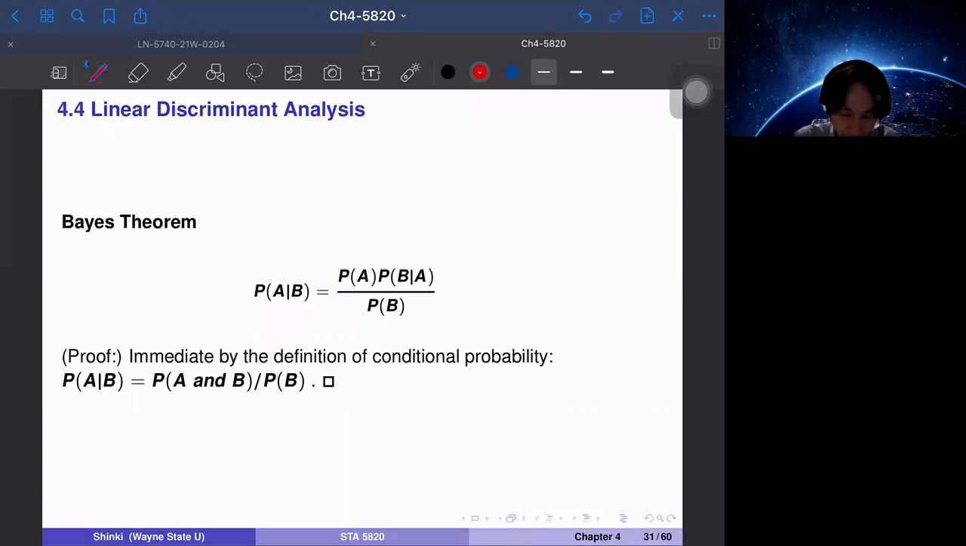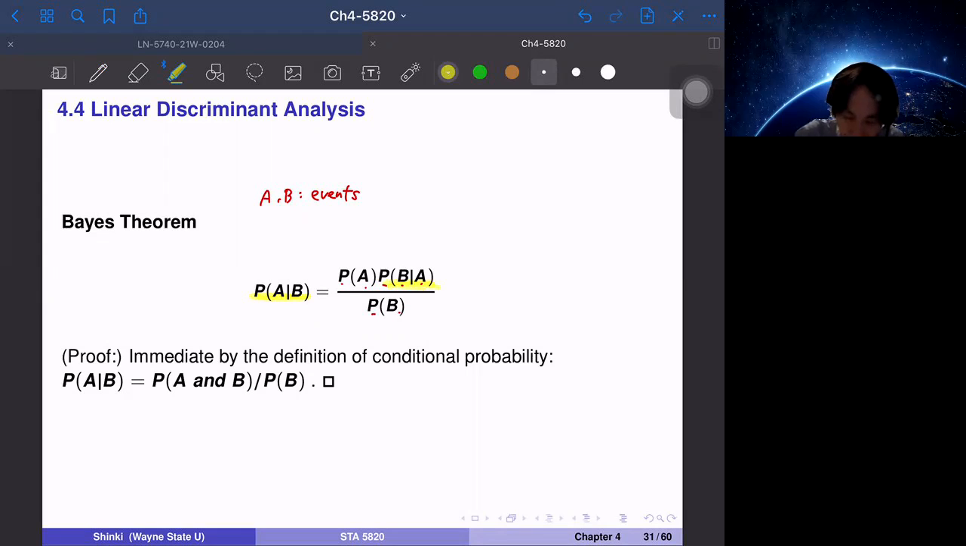At first, just a review of Bayes theorem. The probability of A given B, where A and B are events. Events are mathematically subsets of the entire probability space. The probability of A given B is equal to probability of A times probability of B given A, over probability of B. So basically this is the rule to calculate probability of A given B from probability of B given A.